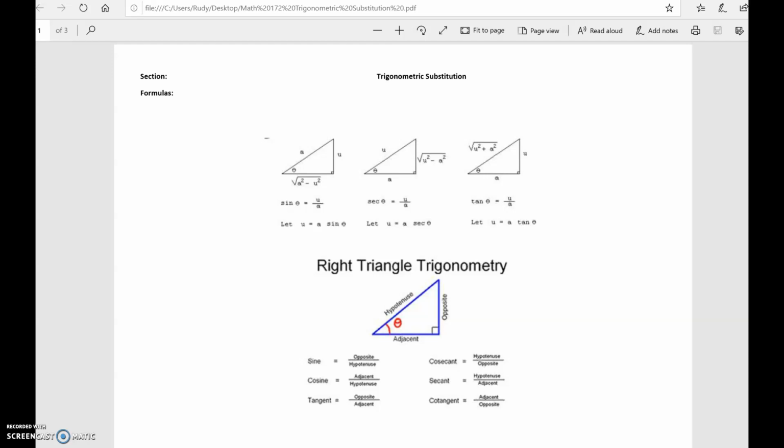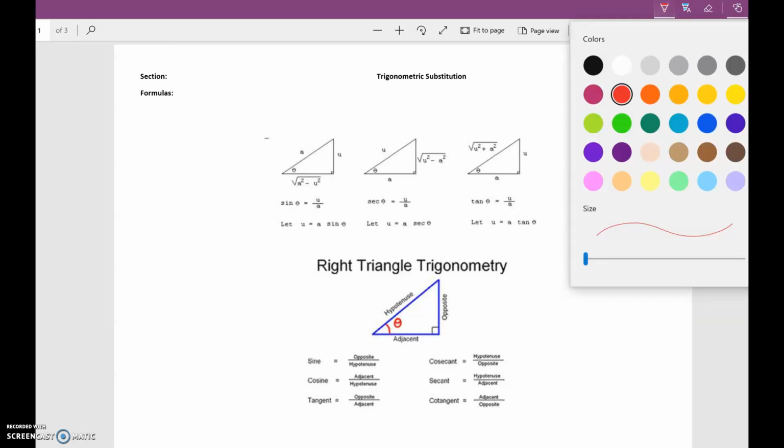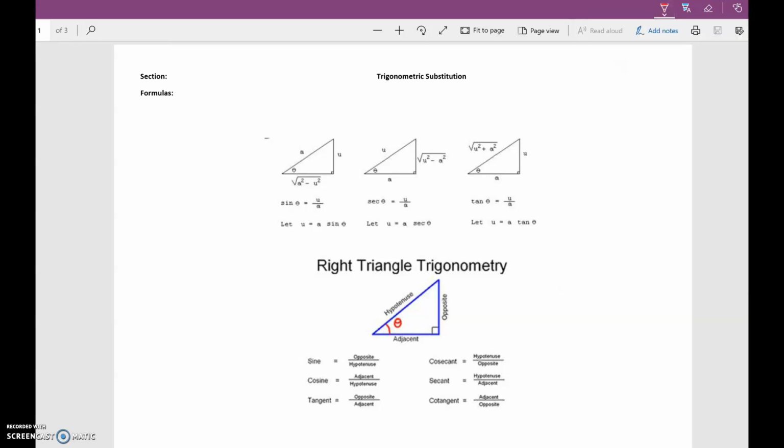Hi class, we need to take a look at a section that deals with trigonometric substitution, and it's very similar to what we did with the actual U substitution, but in this case all of your integrals are going to have this sort of a form. Evaluating them by the regular U substitution may not actually work, or by parts may not actually work.